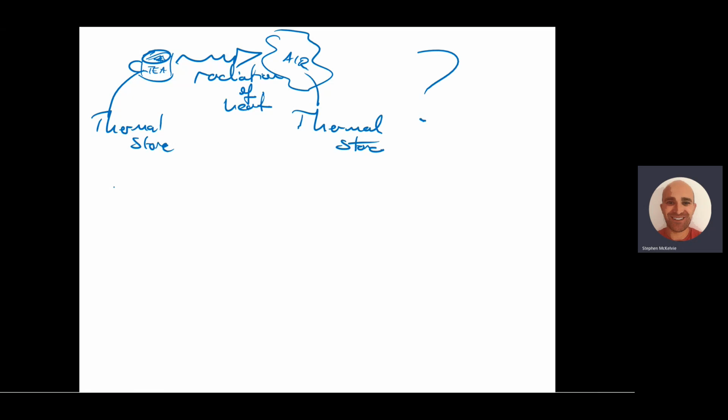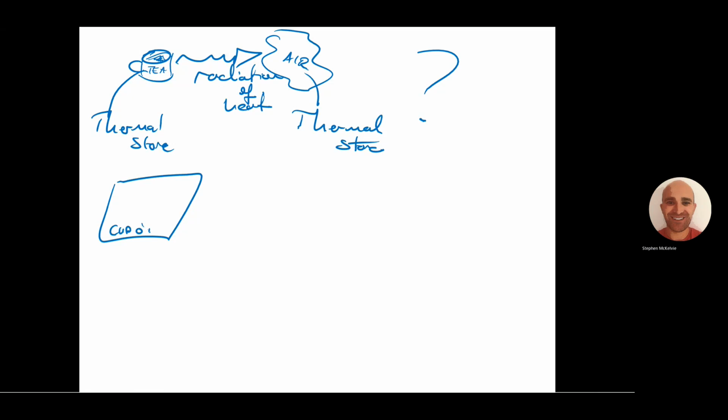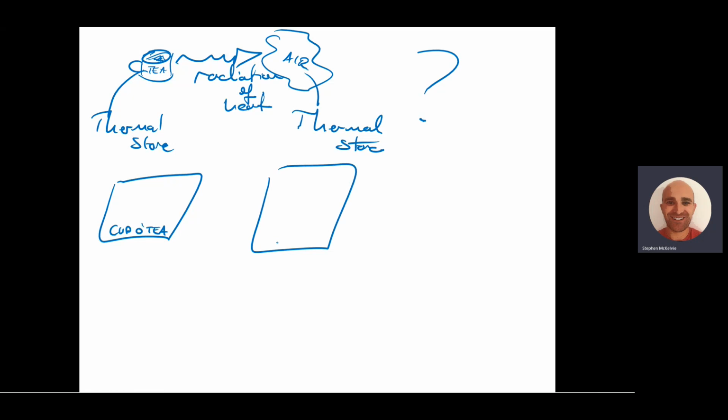So instead, what we do is we draw simple boxes. So I'm going to label this box as cup of tea. I'm going to label this box as the environment.